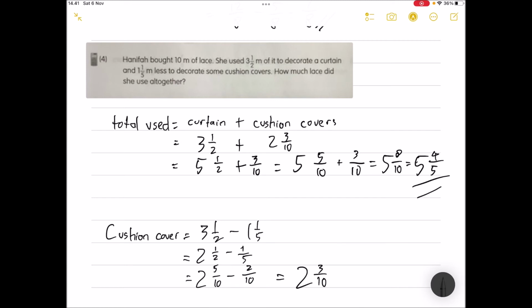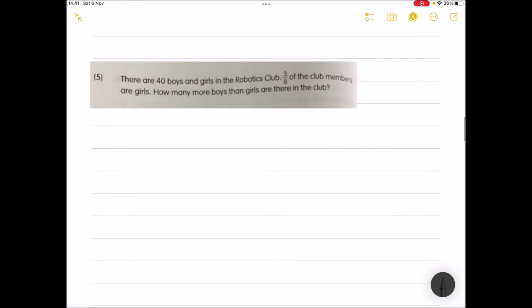So how much lace did she use altogether? 5 and 4/5 meter. That's how you do number 4. Let's go to number 5. There are 40 boys and girls in the robotic club. Remember that this is the total students. It doesn't mean 40 boys and 40 girls, okay? 40 is a combination of both boys and girls.